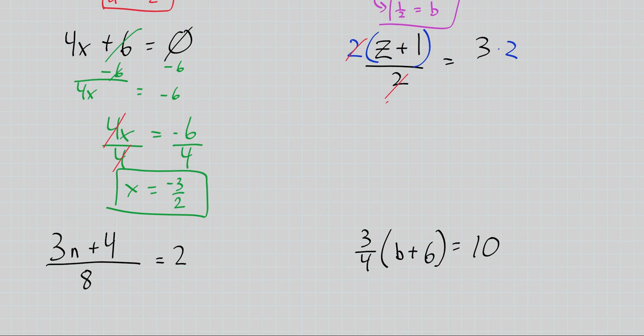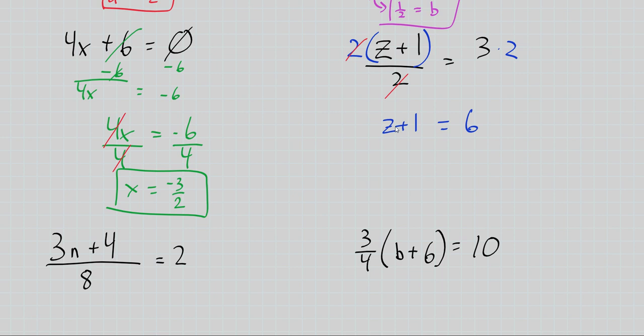I drew brackets here around z plus 1 just to remind myself that this 2 really is being multiplied by z and 1. I don't have to actually go through and distribute because I'm canceling it right away. But it's a good reminder because that's an easy thing to forget. So now I've got z plus 1 is equal to 3 times 2. 3 times 2 is 6.